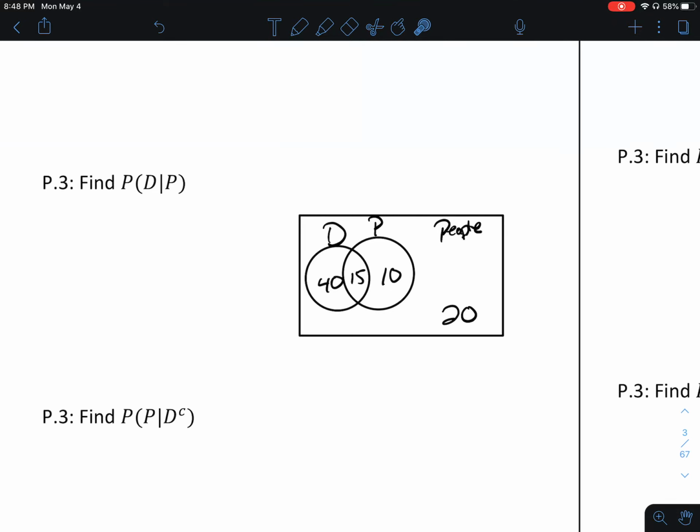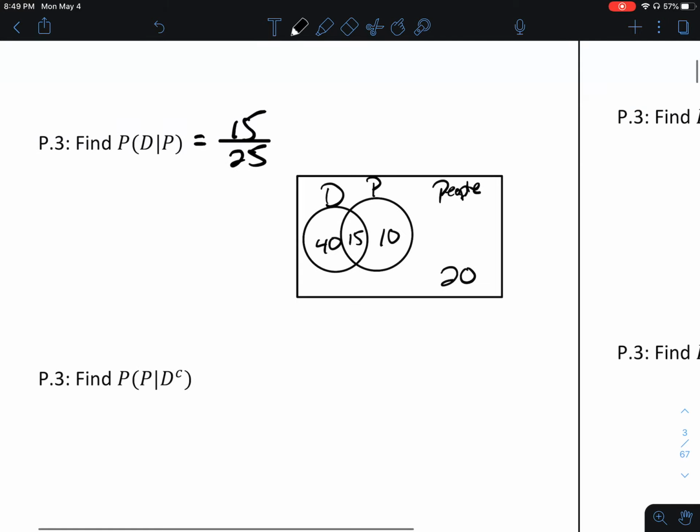What's the probability that someone, tell you what, let's read this backwards because I think it actually makes more sense. Given that someone walked a paradoxosaur, there are 25 of those people. What's the chances that that person walked a dog, is a dog walker? Well, there are 25 people that have walked a paradoxosaur. Of those 25, 15 have also walked the dog.